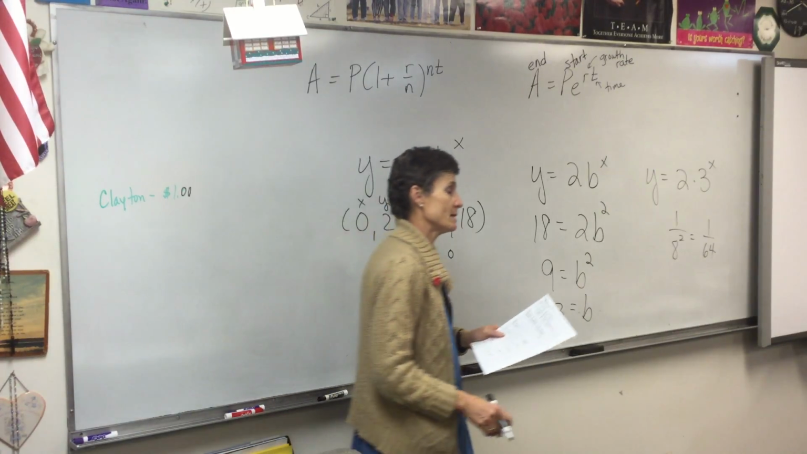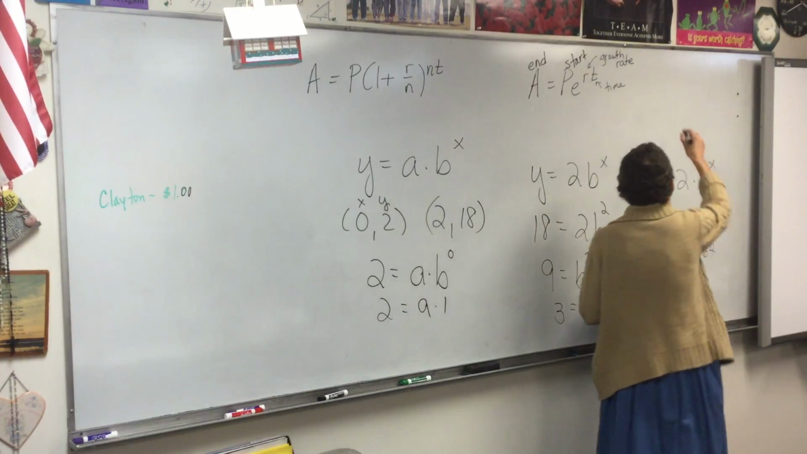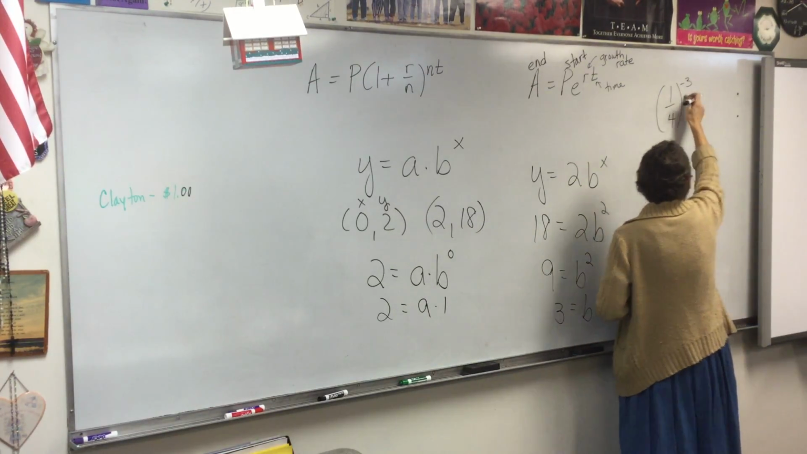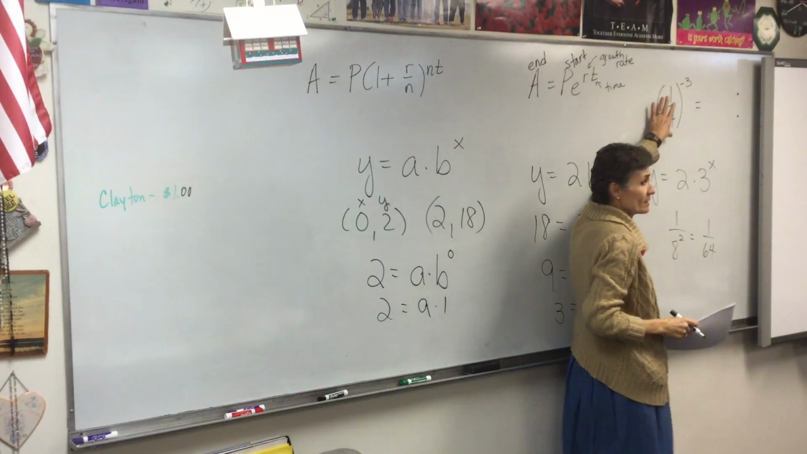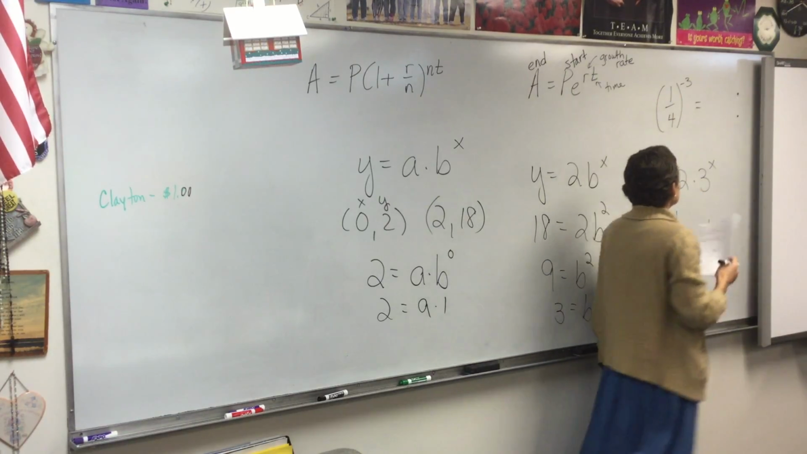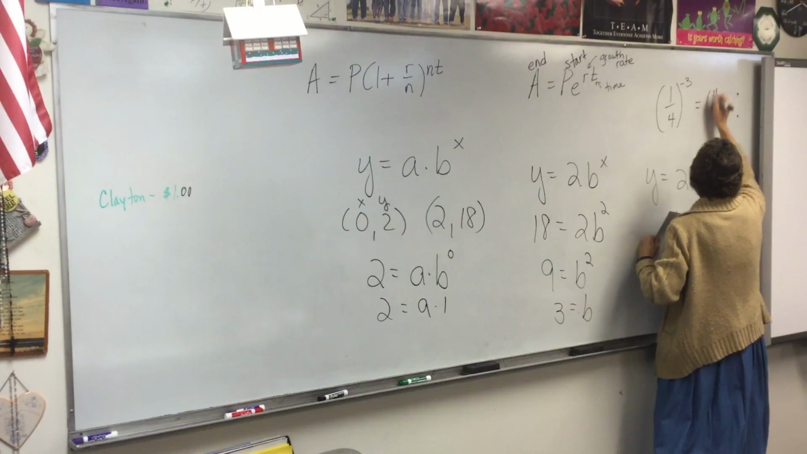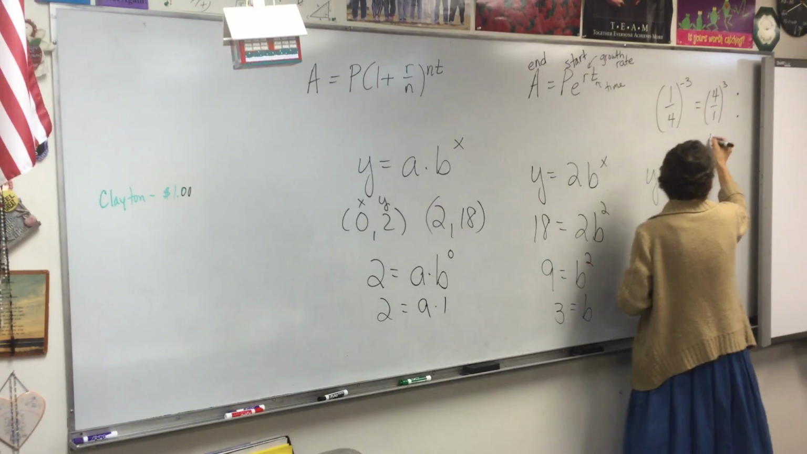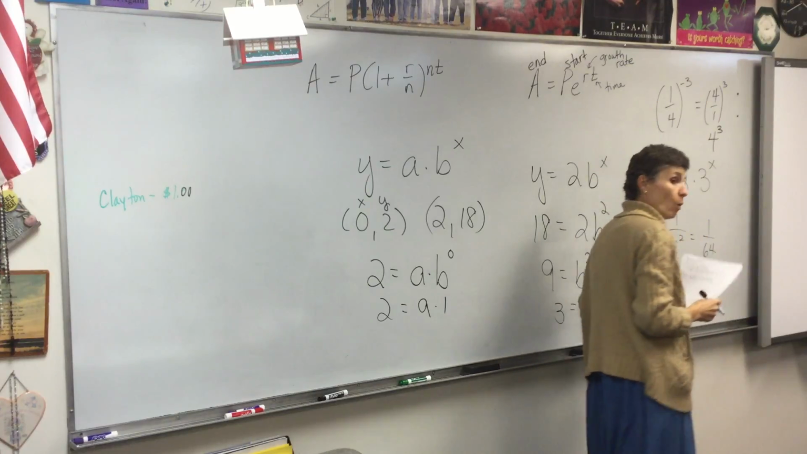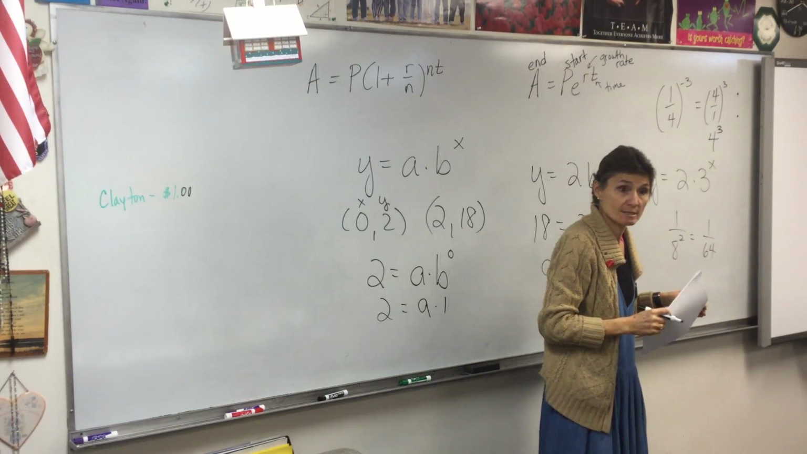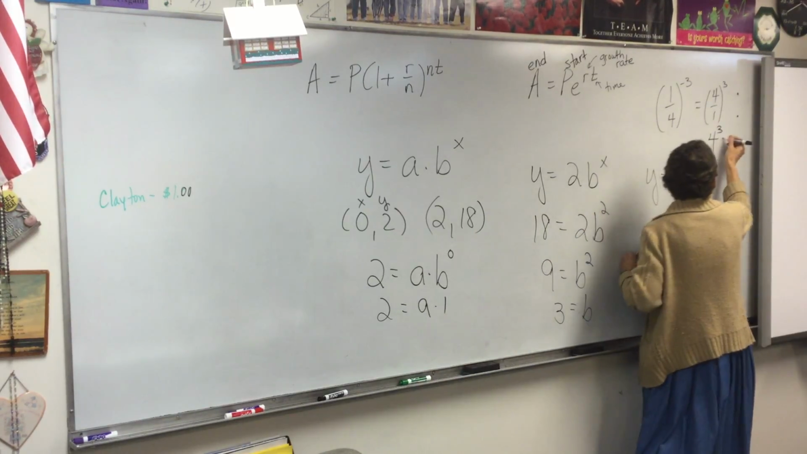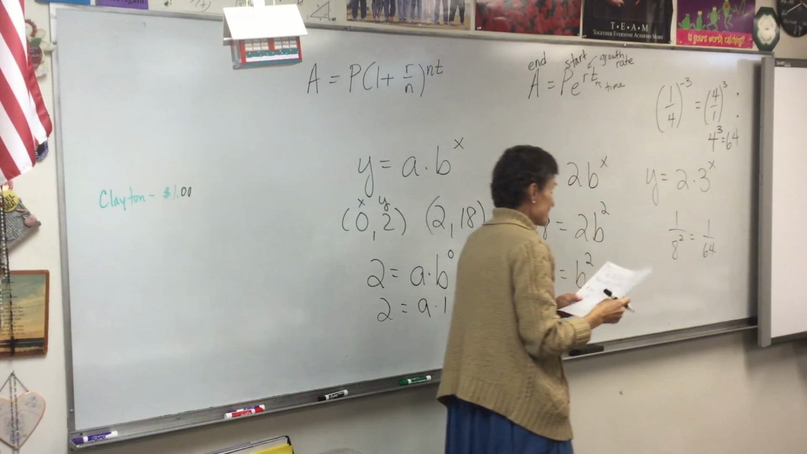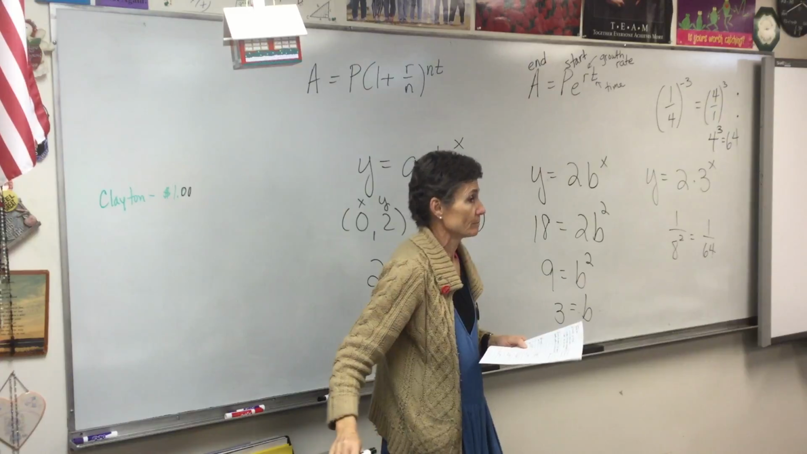All right, now what about B? Now be careful with B. What's that negative exponent going to do to this guy? Flip it. So it's going to make it 4 over 1 cubed, or 4 cubed. And 4 cubed is 64. So the answer to B is 64.